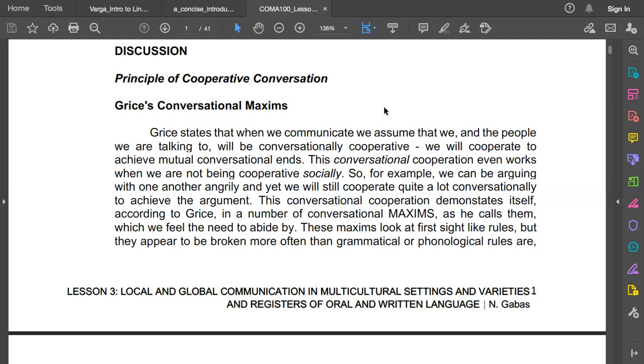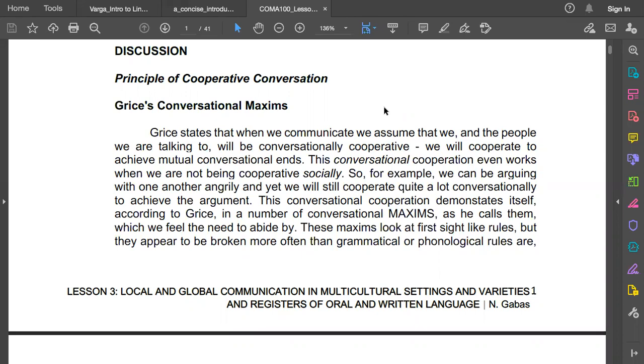So, for example, we can be arguing, and yet we still cooperate quite a lot conversationally to carry out the argument. It's not necessarily a peaceful conversation, because when you argue, it's still conversation. You're trying to give your point, and you're trying to win the argument. It's still conversation. And subconsciously you have a mindset that there's an expectation that there would be a reply from the other end of that conversation.